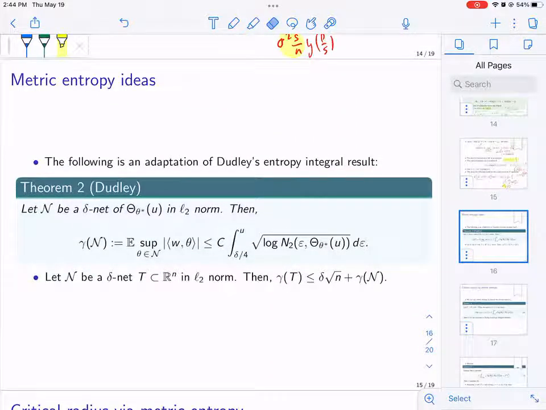So there is this result called Dudley's entropy integral, stated here. Just want to see how many of you have seen this. Here, you see. Right. Okay. One. Yeah.